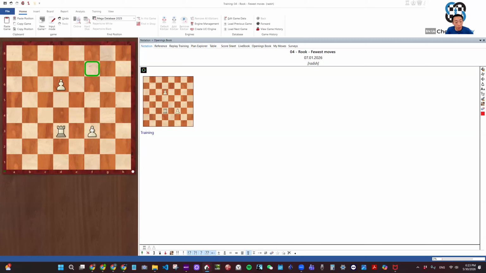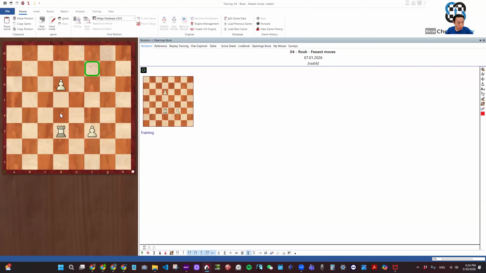But now we have our own pawn here, so the rook cannot move here. That makes it a little harder. The rook also cannot move here because the pawn is blocking the rook's eyesight. So we need to try to sidestep in some way.